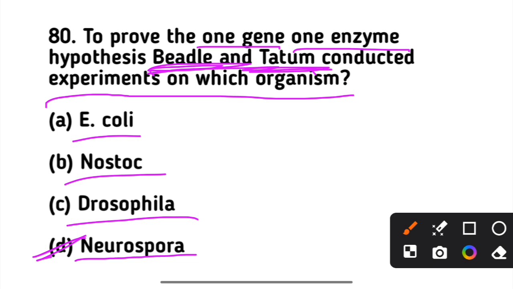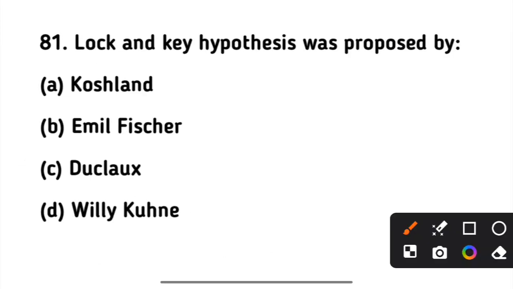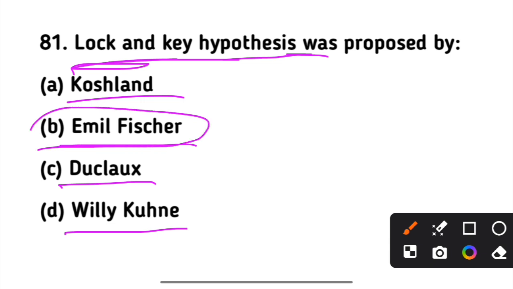Next, lock and key hypothesis was proposed by: Koshland, Emil Fischer, Douglas, Willy Kuhne. The correct option is Option B, Emil Fischer. Lock and key hypothesis was proposed by Emil Fischer.